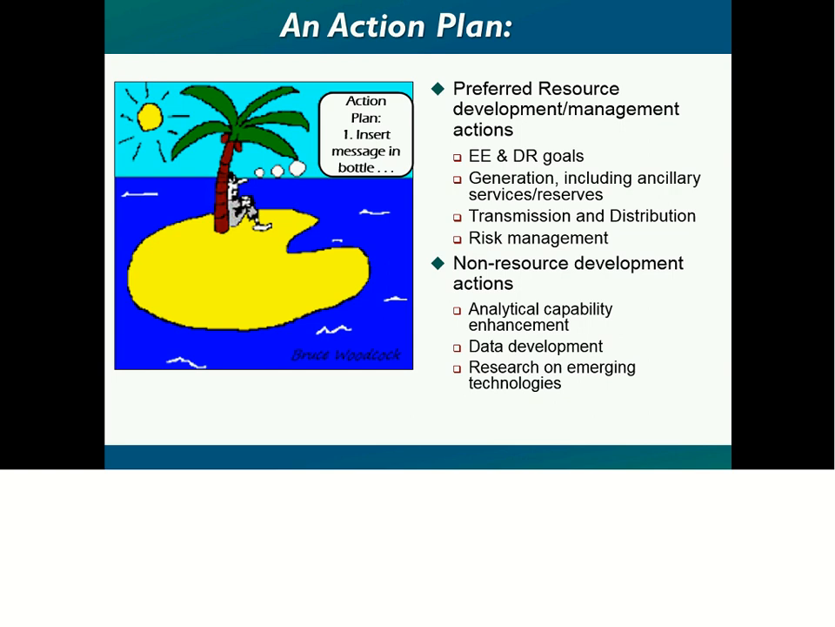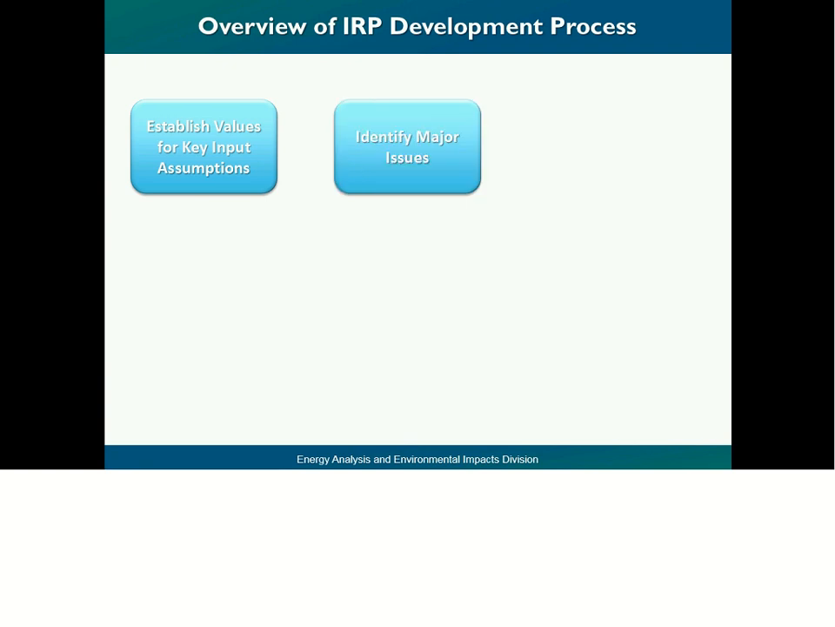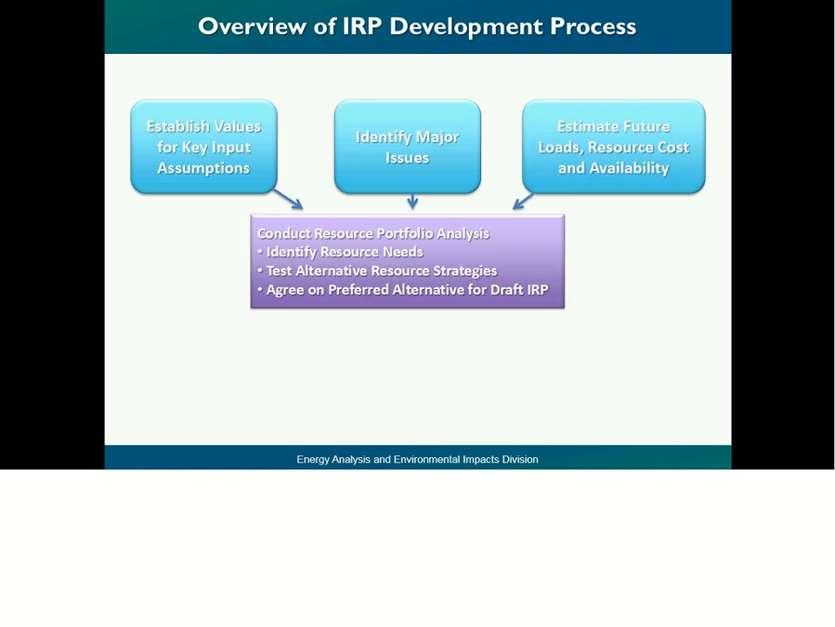I think we'll just get into the process of development, find that out. So you're probably at this point right now, many of you, establishing the key values for the key inputs. You need to know what those key inputs are, and then come to some agreement of what those values are. Major issues that are going to drive you: is carbon an issue? Is the recovery of the economy an issue? Are the federal standards an issue? Estimate future loads and resource cost and availability. All of those go into the conducting of the resource portfolio analysis.